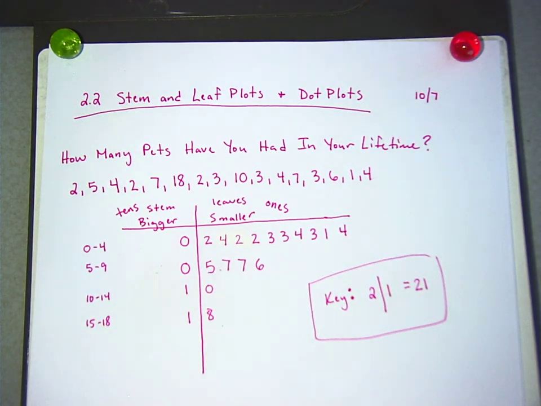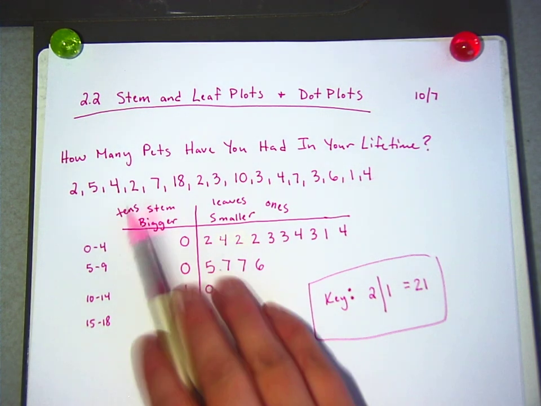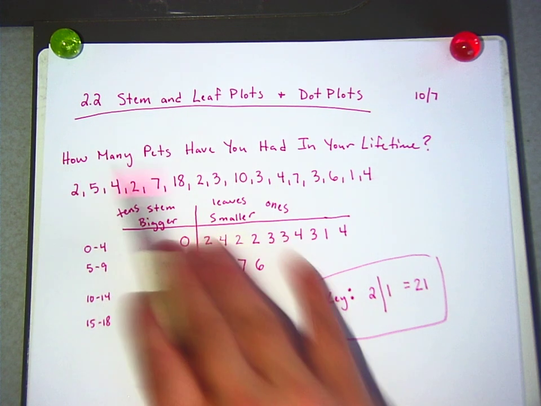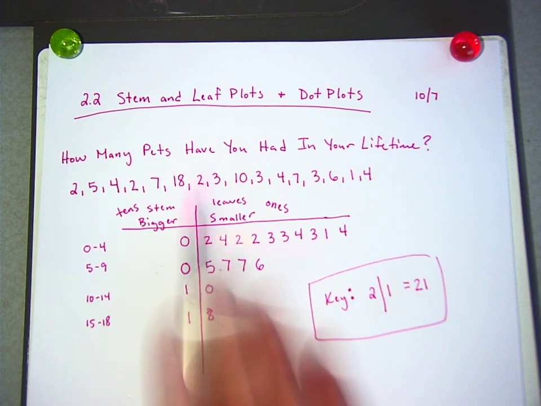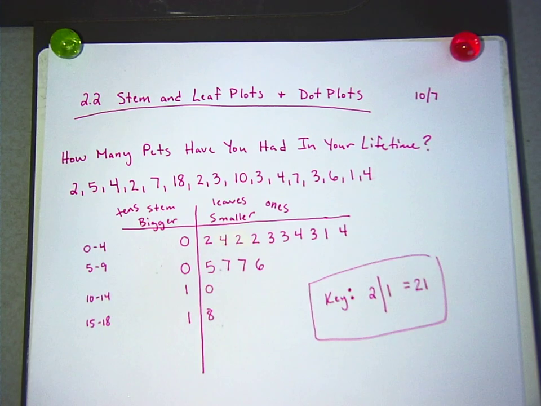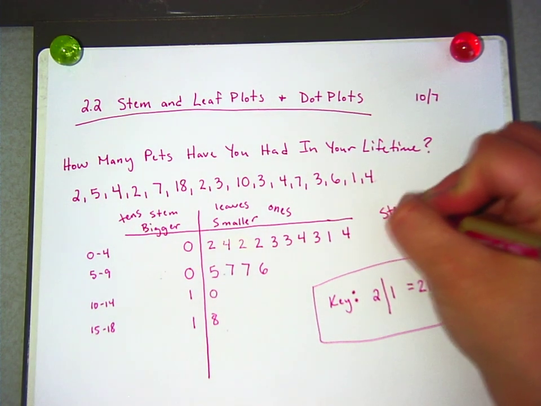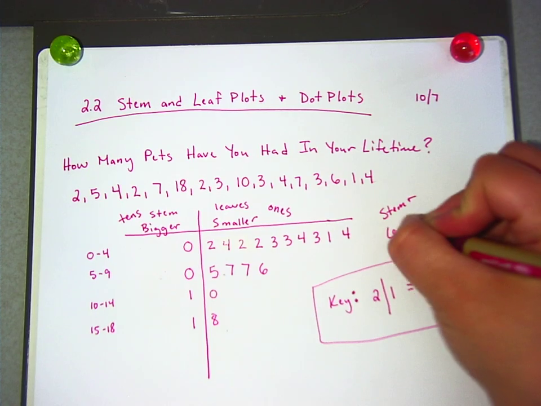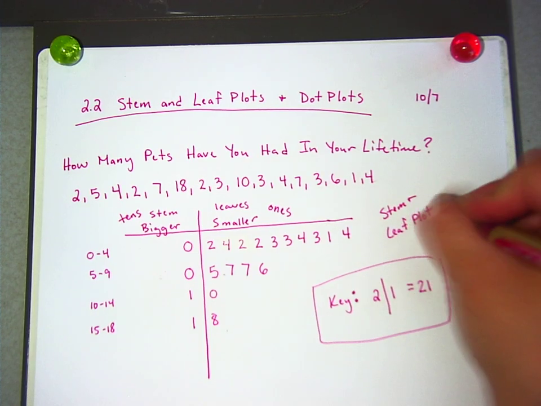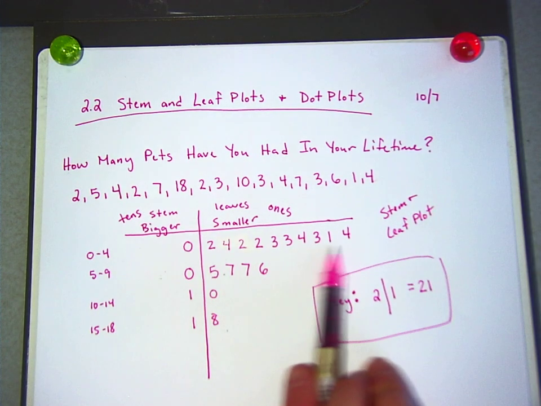And then usually, instead of having bigger or smaller, which is just notes we wrote here, you would write how many pets have you had in your lifetime across the top. It's an easy way to organize data really fast. So this is a stem and leaf plot. Notice that these numbers don't have to be in order, they're just as you see them.